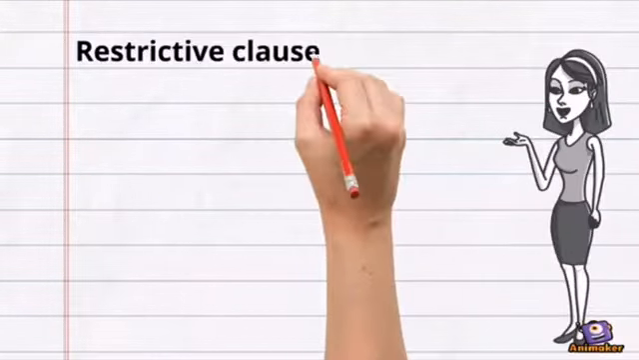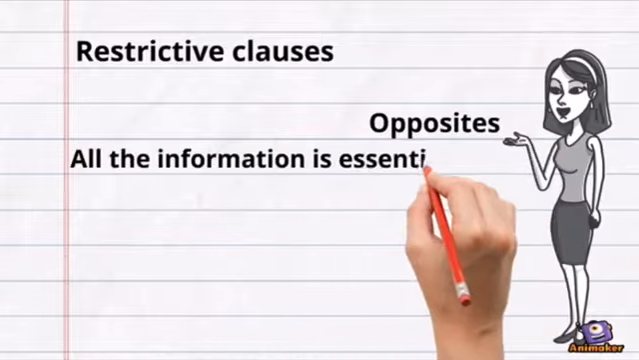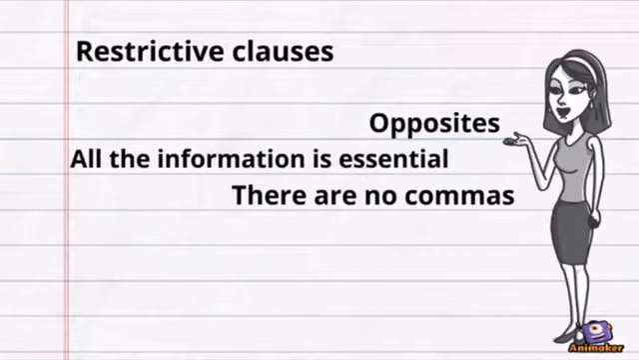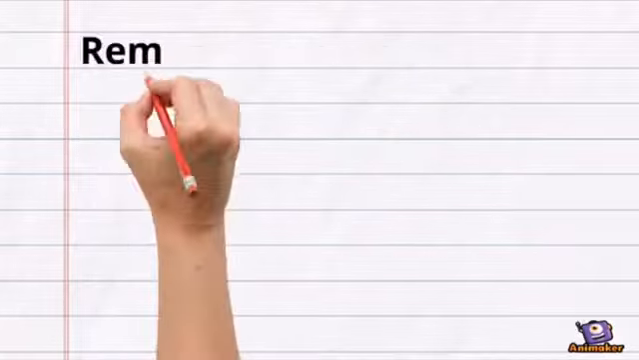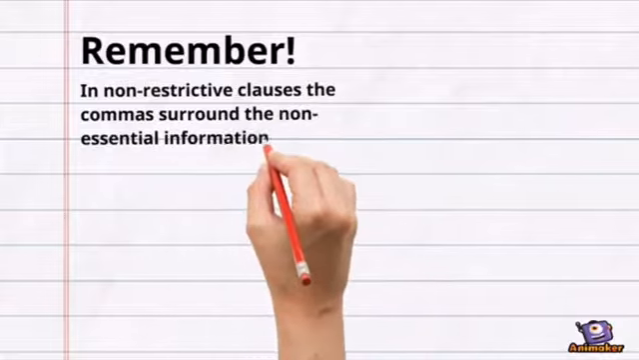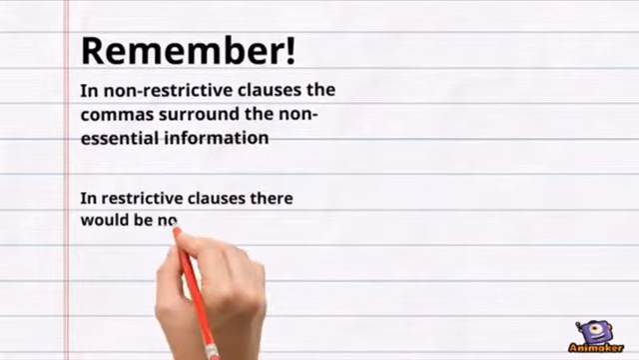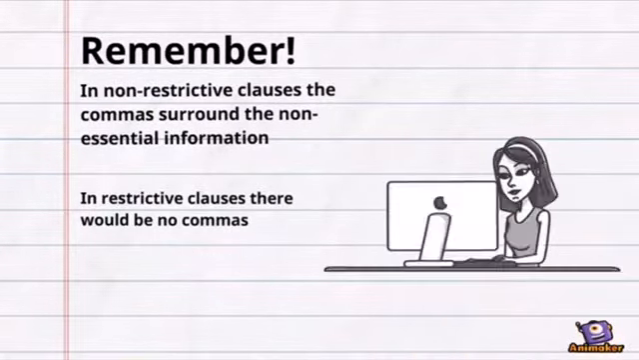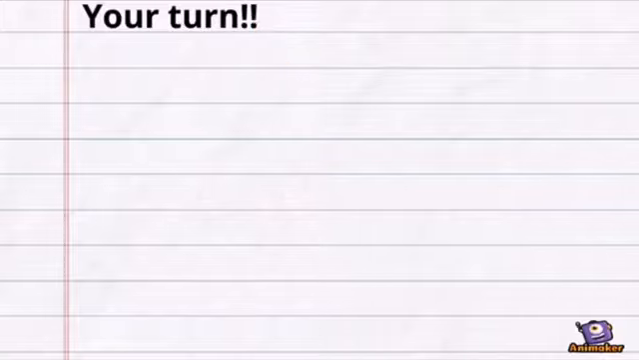Restrictive clauses are just the opposite. All the information in the phrase is completely essential, and if you were to take that information out, the outcome would be completely different. And one more big thing to remember, in non-restrictive clauses, the commas surround the non-essential information. And in restrictive clauses, there would be no commas, because all the information is completely essential.